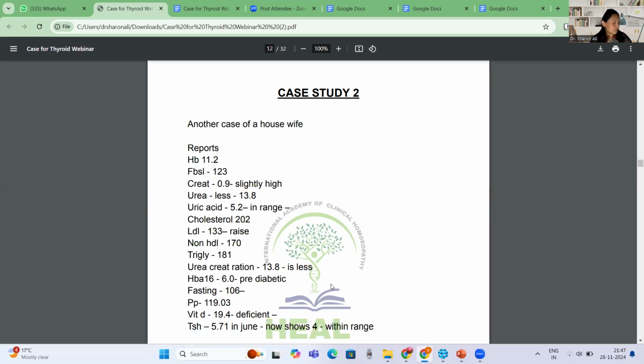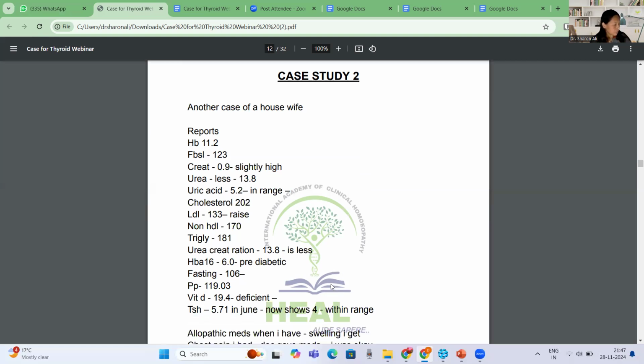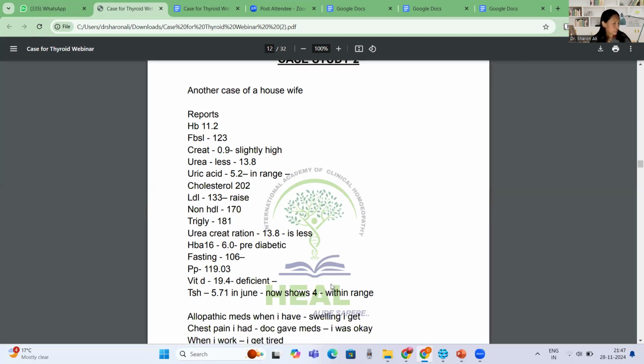This is a case of another housewife. So fasting BSL was 123, slightly high. Creatinine was also slightly high. The uric acid was within range, but usually above 4, I still consider it slightly high. Cholesterol is high, LDL was high. So in these kind of cases, we know that the person might be subclinical thyroid anyways, okay?